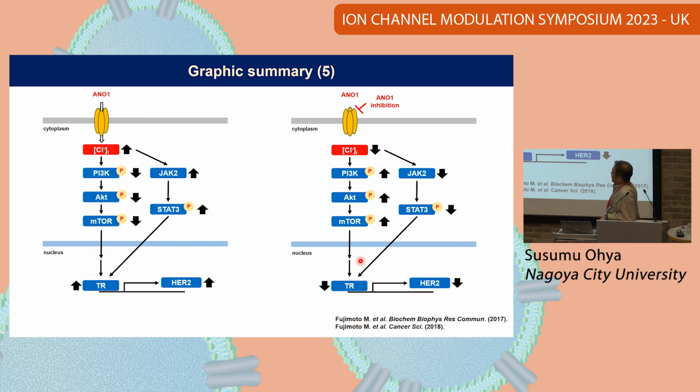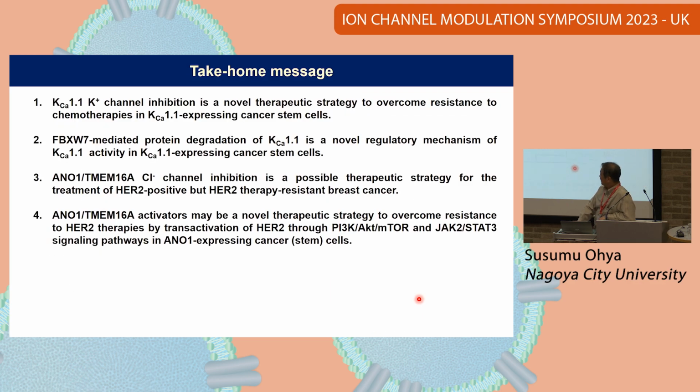So this is a graphic summary. Activation of N1 induced inactivation of the PI3K, AKT, mTOR signal pathway and the activation of the STAT3 pathway. They induced transactivation of HER2. On the other hand, N1 inhibition induced activation of the PI3K pathway and inactivation of the STAT3 pathway, and they induced a transcriptional repression of HER2 in breast cancer cells.